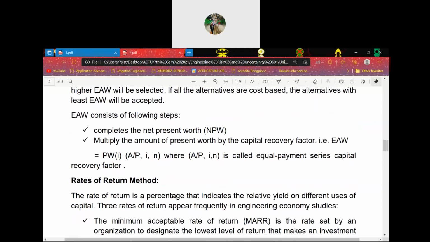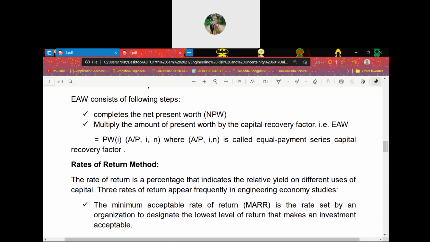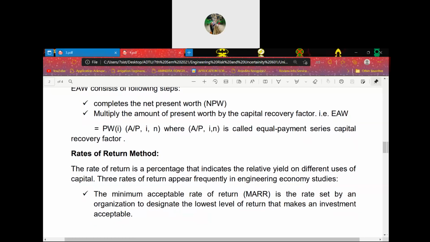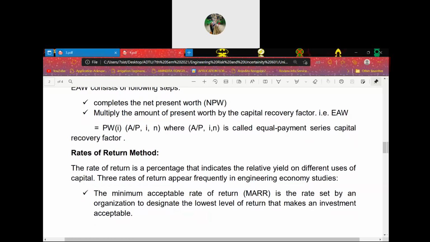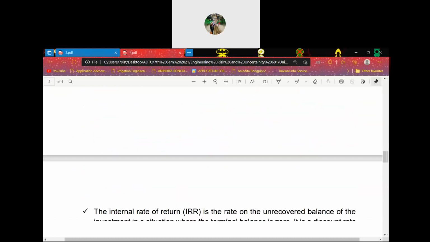Then rates of return method. The rate of return is a percentage that indicates the relative yield on different uses of capital. Three rates of return appear frequently in engineering economy studies. Minimum acceptable rate of return, MARR. It is the rate set by an organization to designate the lowest level of return that makes an investment acceptable.